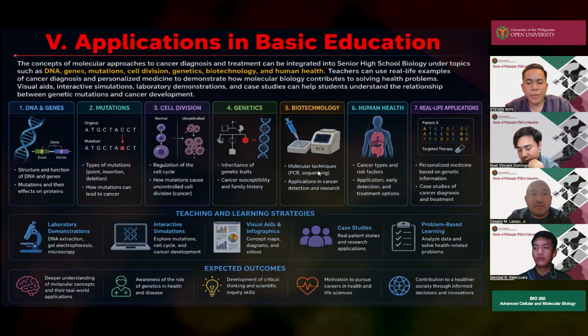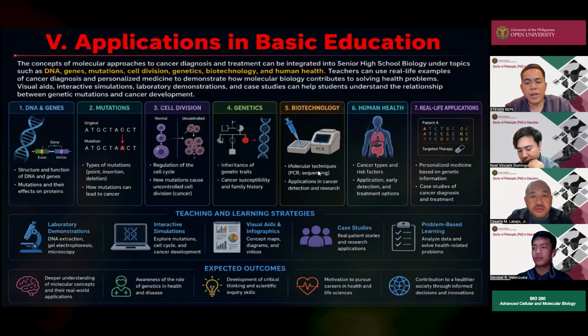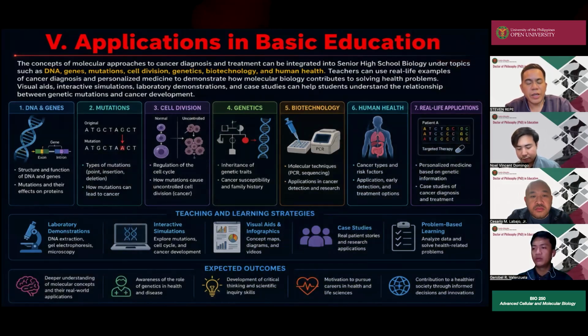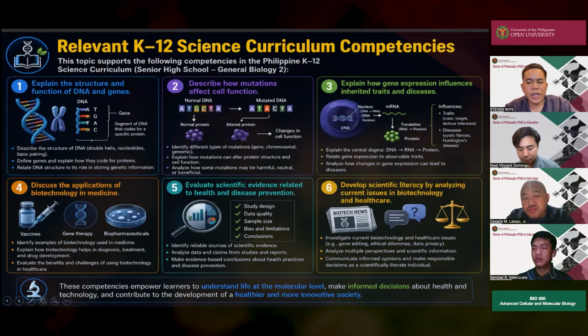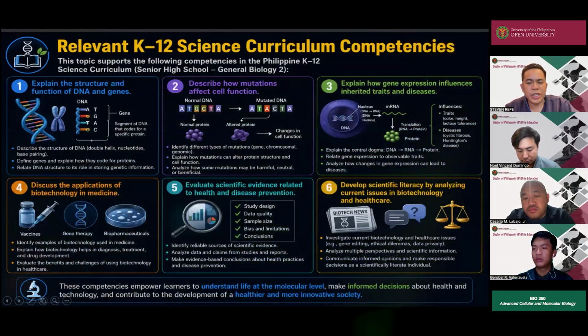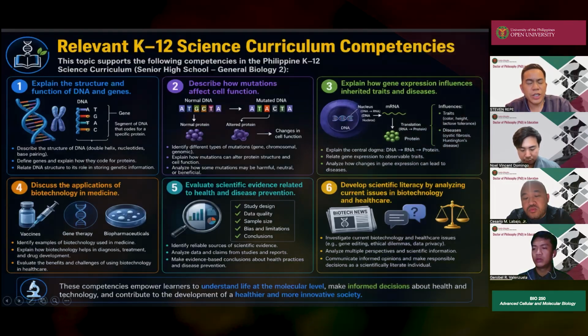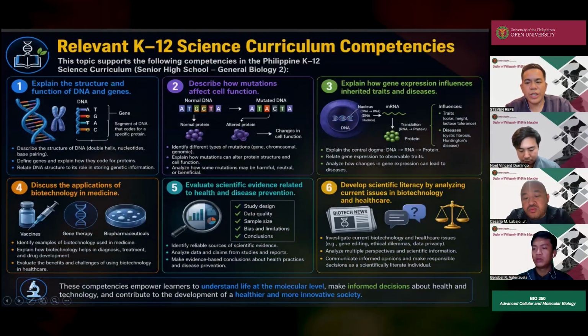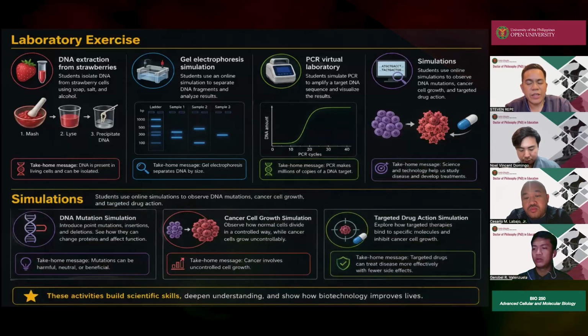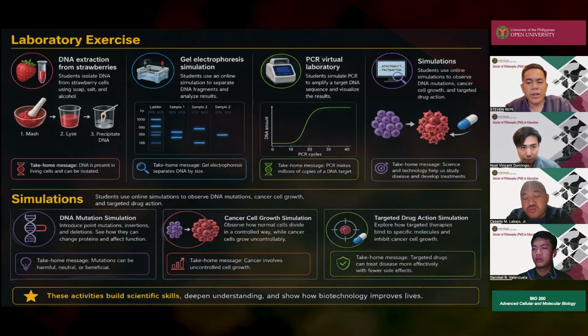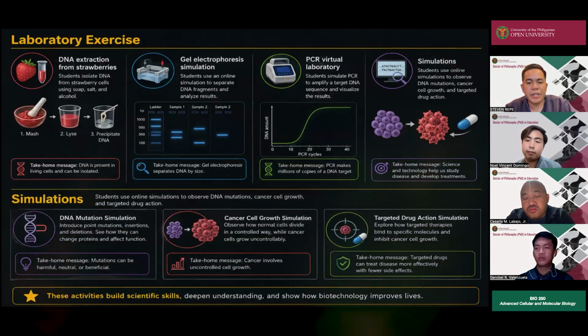It may also be incorporated in laboratory exercises and simulations. So for classroom activities, students can do DNA extraction from strawberries or conduct gel electrophoresis simulations and PCR virtual laboratories. They can also use online simulations to observe DNA mutations, cancer cell growth, and targeted drug action. These activities make abstract molecular concepts easier to understand.